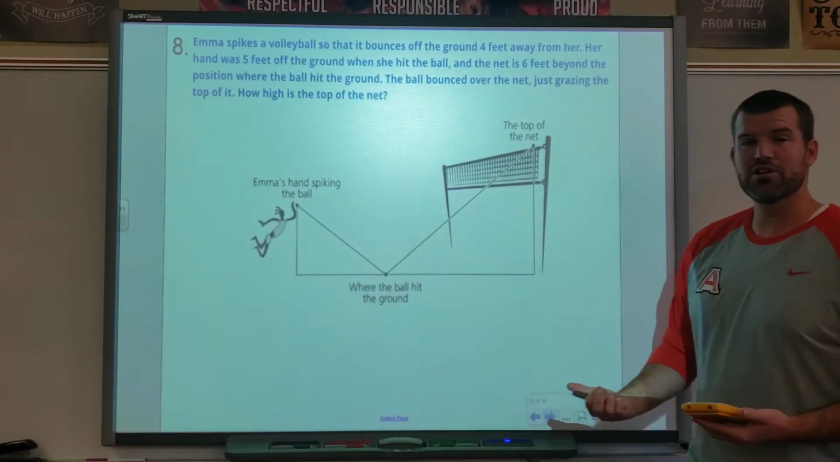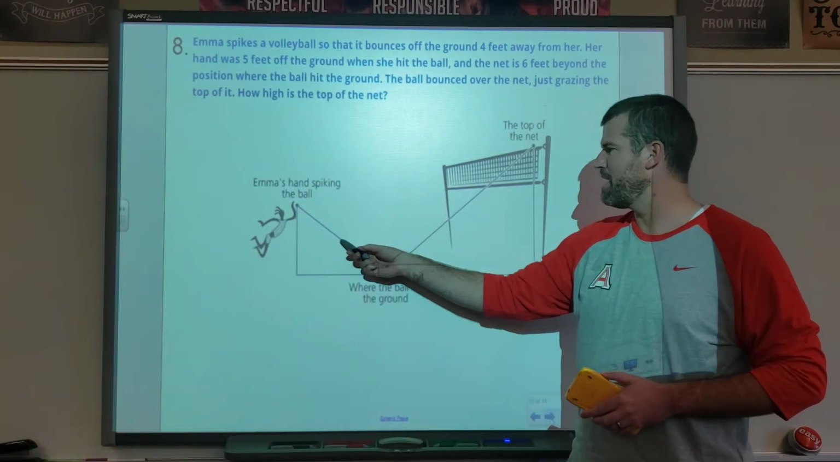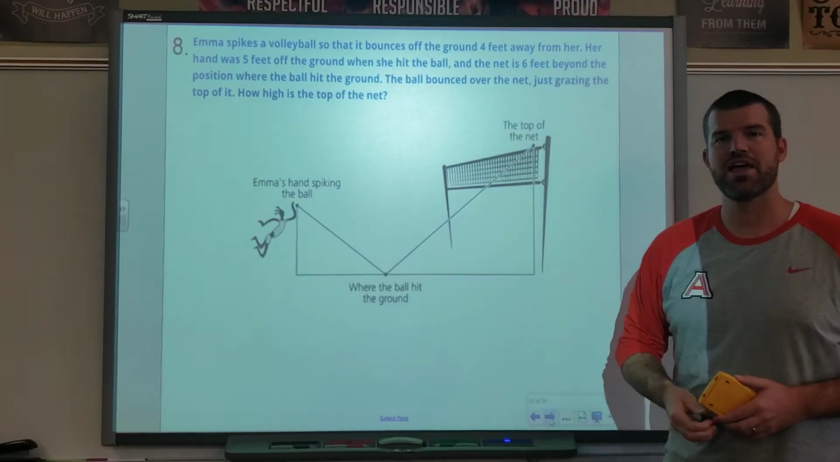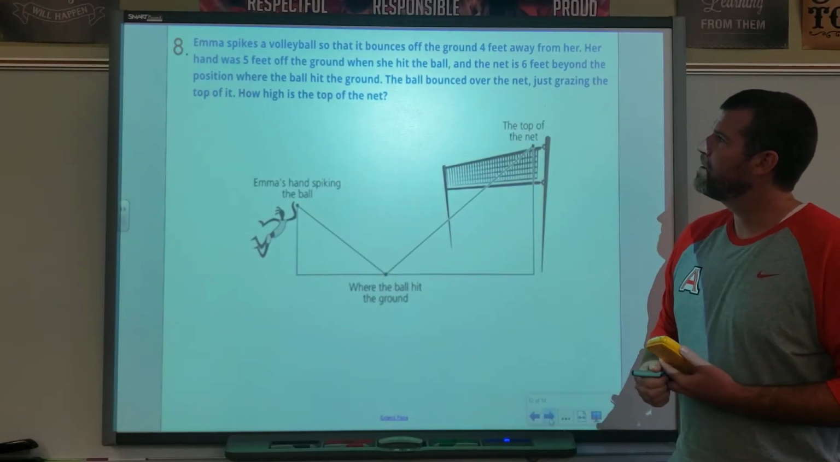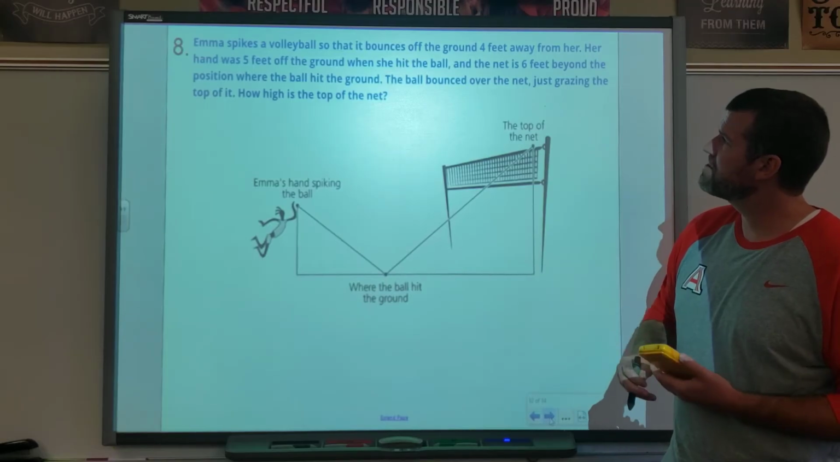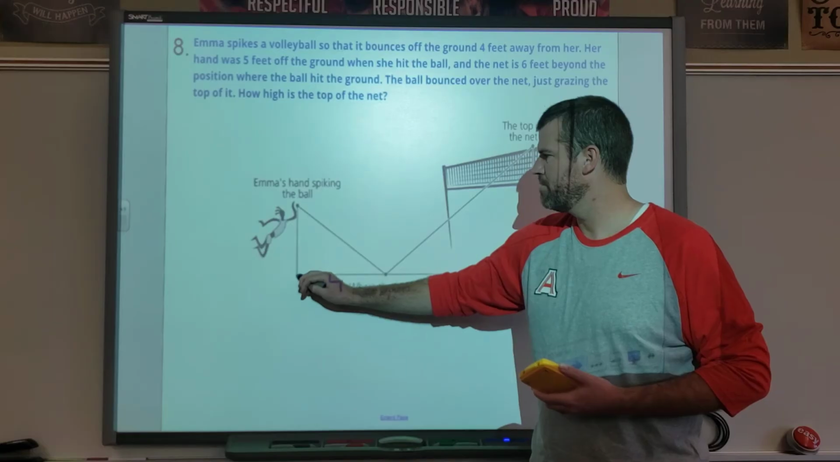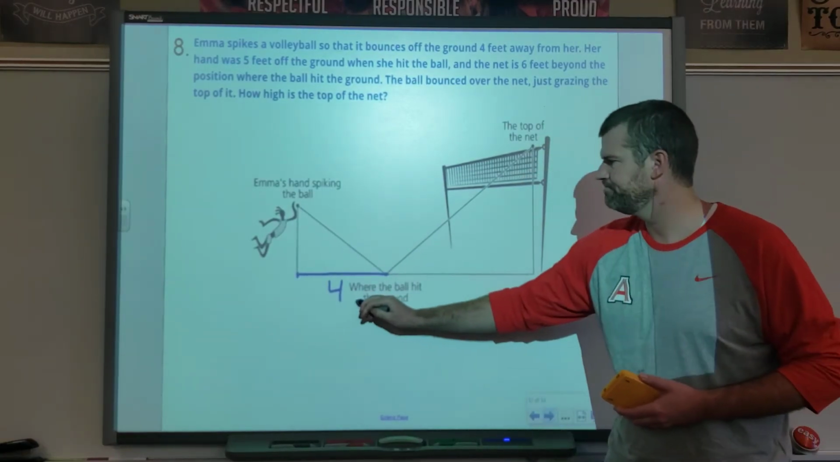All right, here's a similar picture. This time it's not a mirror. This time it's a ball getting spiked. And when the ball hits the ground, it's going to leave the ground at the same angle. So still kind of the law of reflection going on here. Emma spikes the volleyball so that it bounces off the ground 4 feet away from her. So the distance from underneath her to where the ball hits the ground is 4 feet.